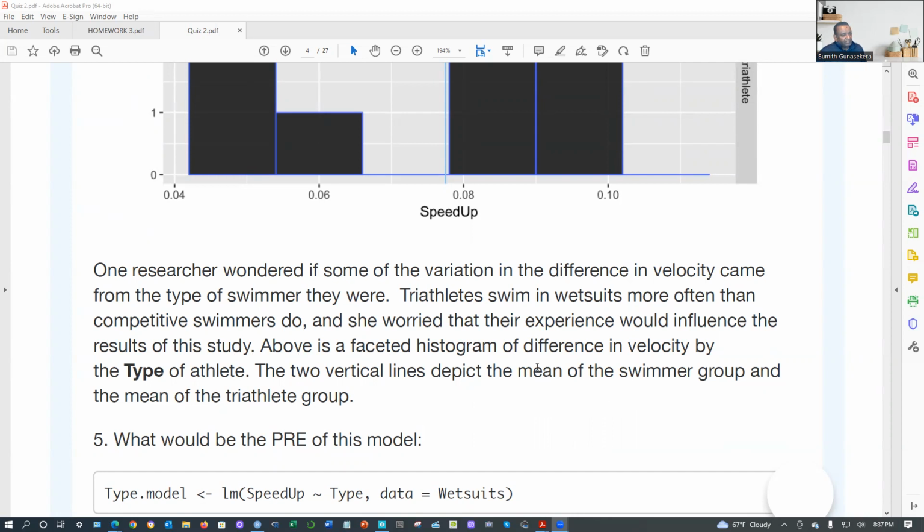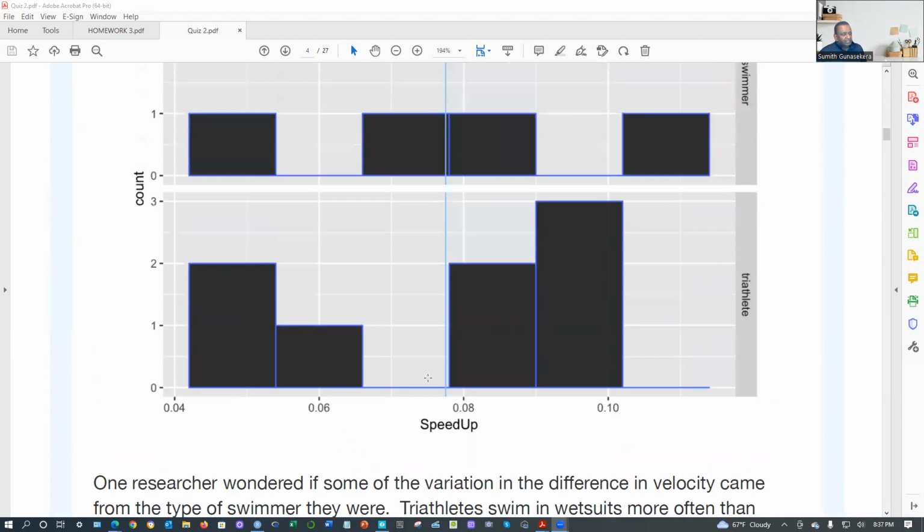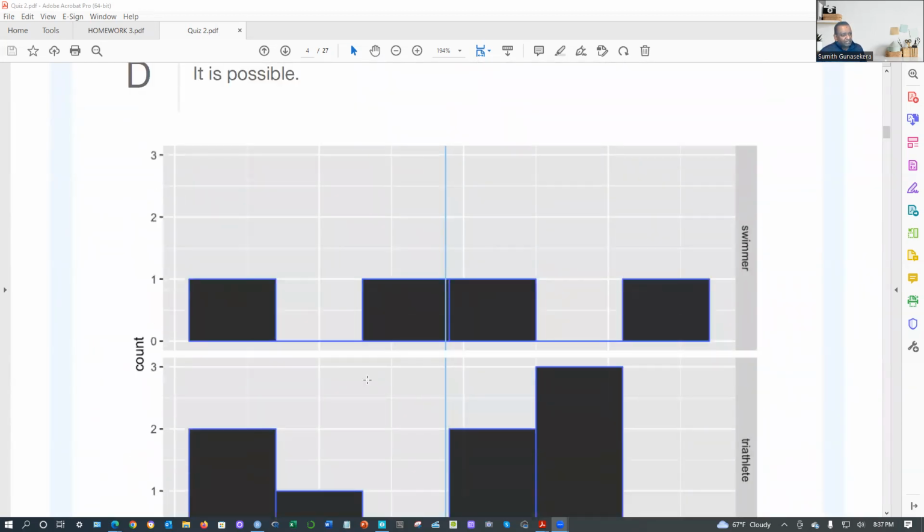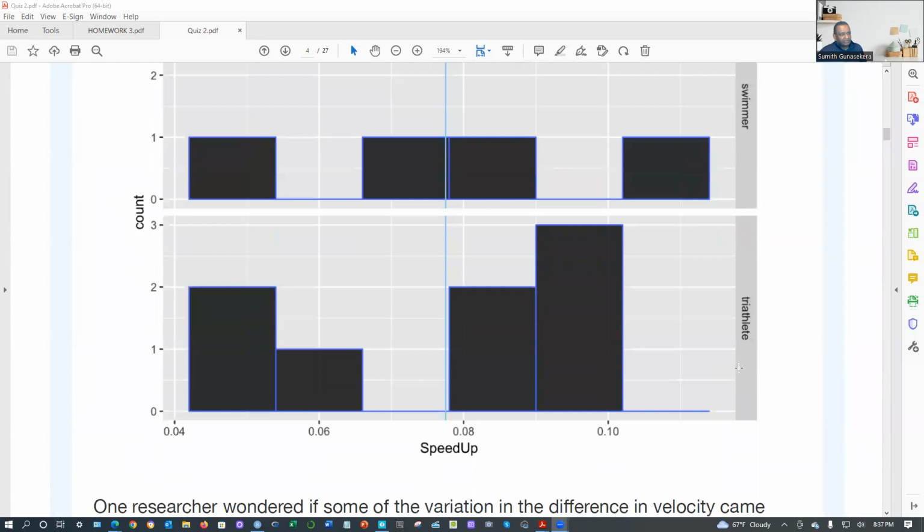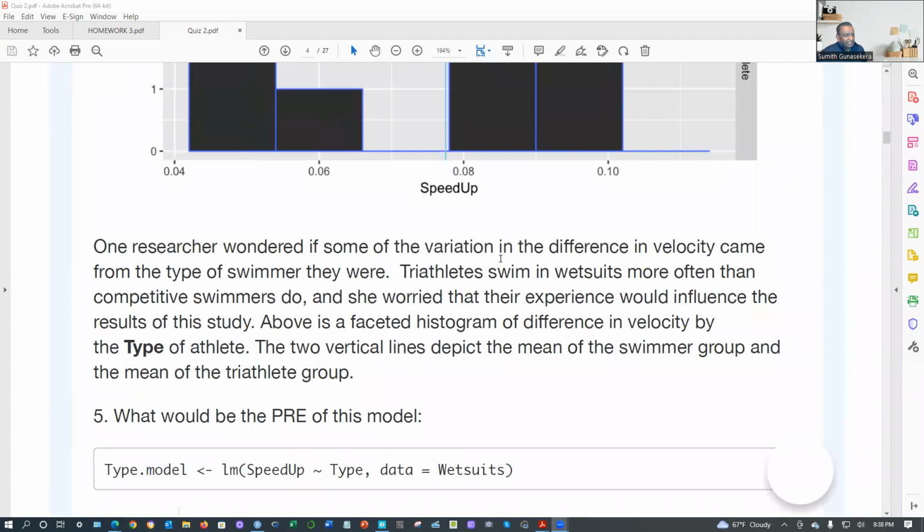Above is a faceted histogram of difference in velocity by the type of athlete. The two vertical lines depict the mean of the swimming group and the mean of the triathlete group. See, now the speed up has been taken into account with respect to the type of swimmer, swimmer or triathlete. They were thinking that triathletes wear wetsuits very often, so that will affect the study, and the researcher is very concerned about that.